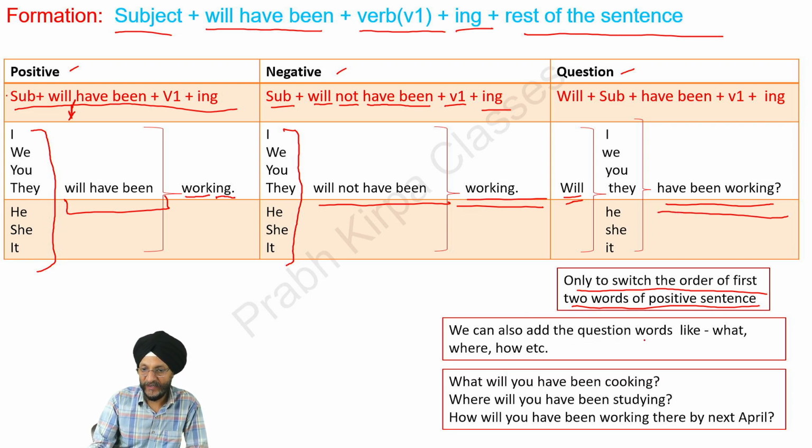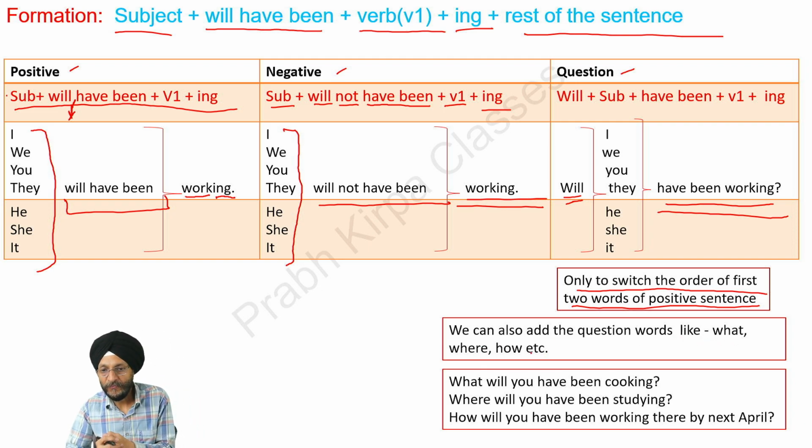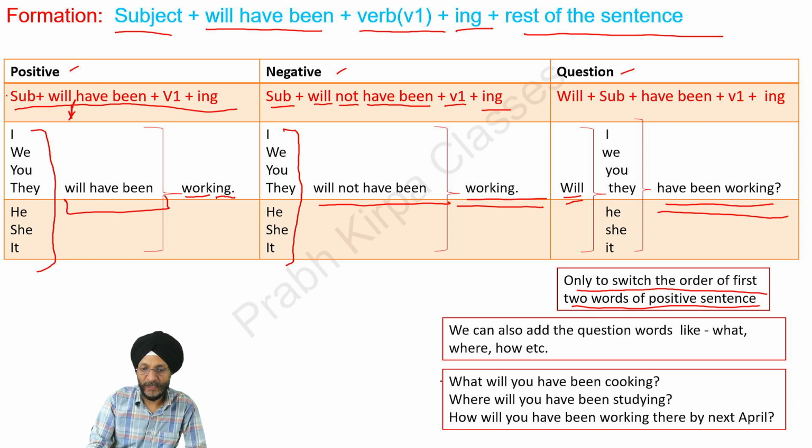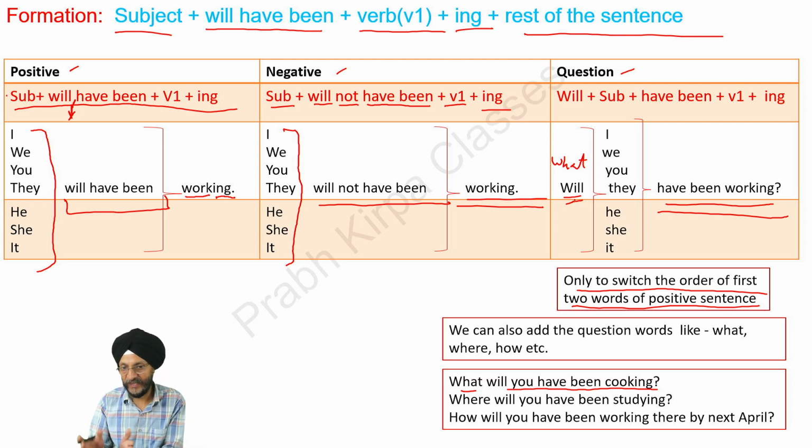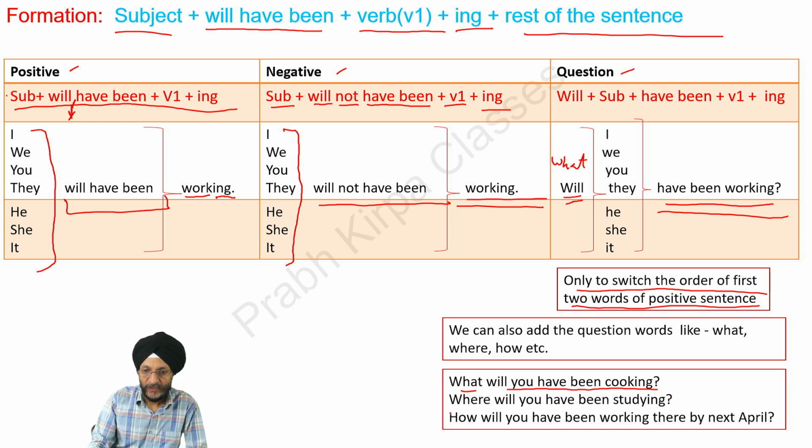We can also add question words like what, where, how. That is, WH question forms may also be there. Here are certain examples of WH questions. What will you have been cooking? You will see that what has been written here and will takes the second place. Then comes where will you have been studying, how will you have been working there by next April.